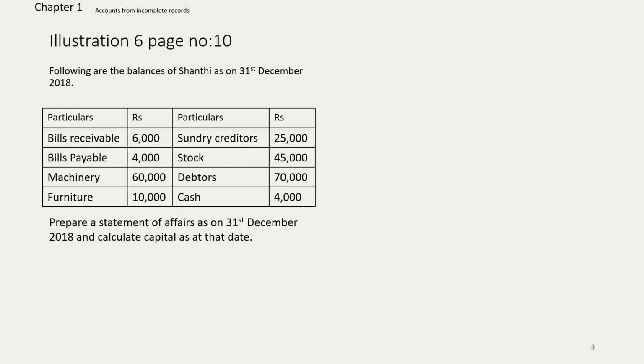First, we have to start the answer by writing "In the books of Shanti," because here the name is given. So we have to write like that: In the books of Shanti, statement of affairs as on 31st December 2018.